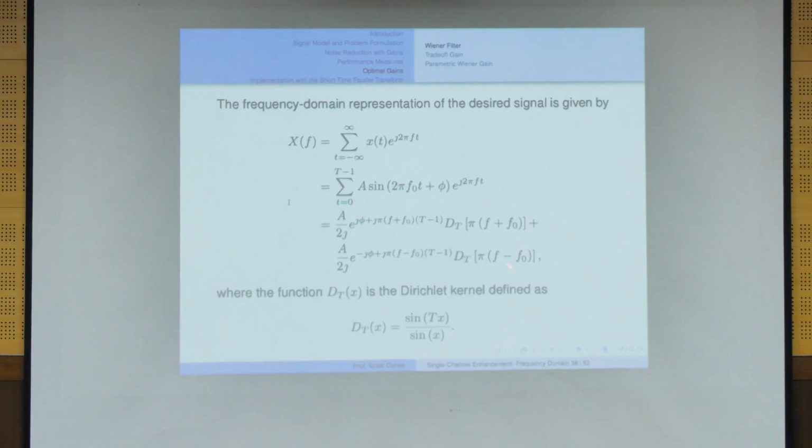This is the Fourier transform, which is exactly the Dirichlet function, the Dirichlet kernel, sin(Tx) divided by sin(x), which is similar to the sinc, but it's not sinc. It's a periodic sinc. You see? So this is the Dirichlet kernel convolved with the impulse. So we get this. This is the Fourier transform of the desired signal.